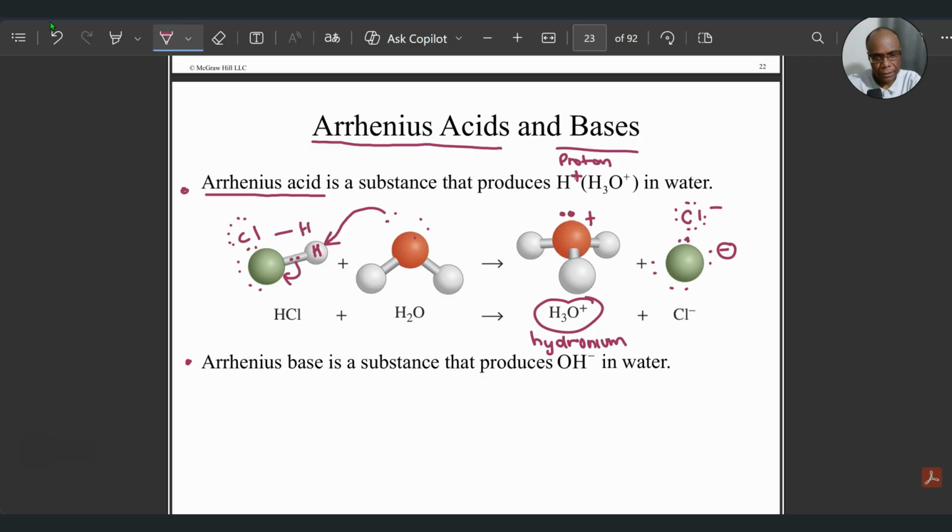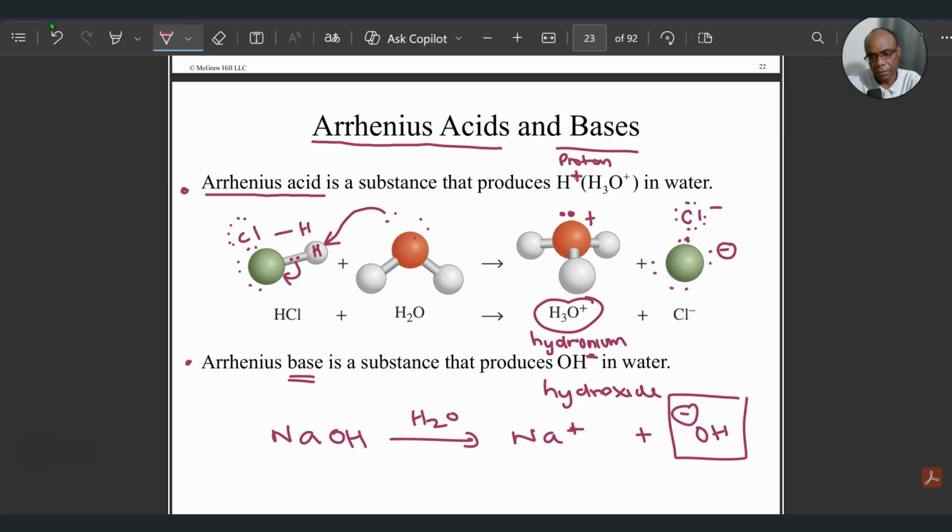On the other hand, an Arrhenius base is a substance that produces hydroxide in water. For example, if you have NaOH and you put it in water, it's going to give you Na+ and the hydroxide portion of it. So this is what Arrhenius is defining as hydroxide. And because it's formed, that means that this sodium hydroxide is indeed a base.